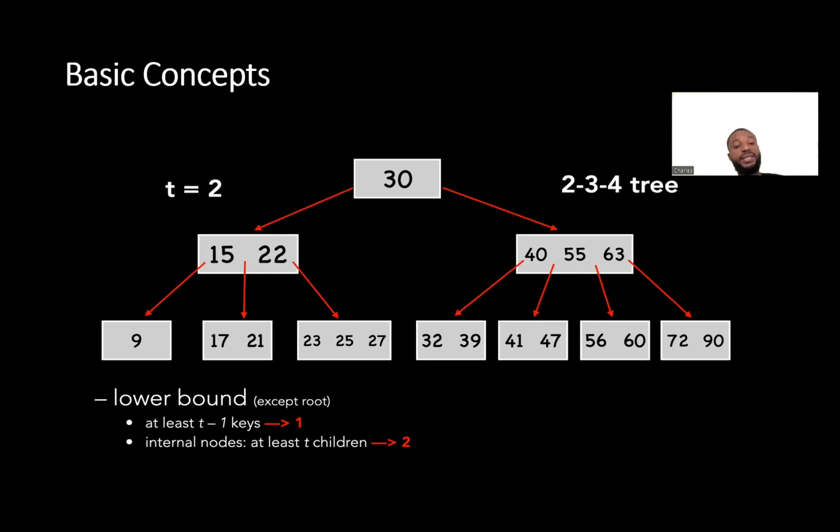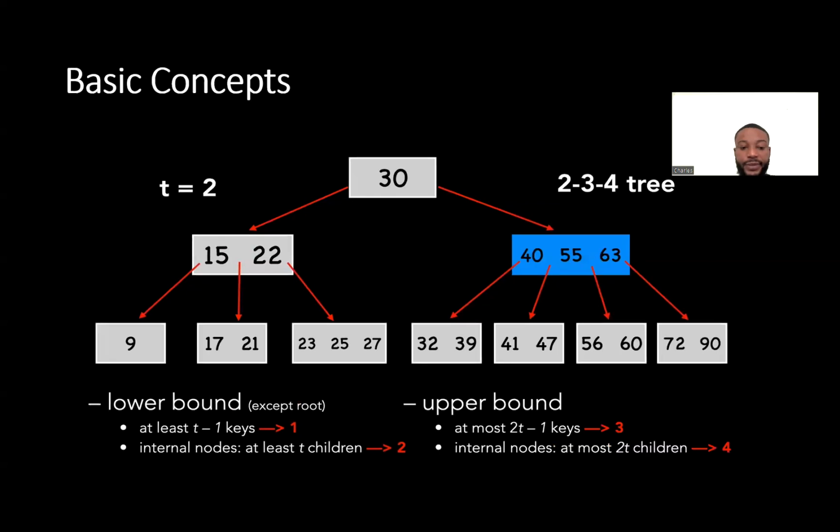So this is an example where T is equal to 2. It can have at least 1 key, and the internal node should have at least T children, as you can see. The upper bound should be 2T minus 1 keys, and the internal node should have at most 2T children.